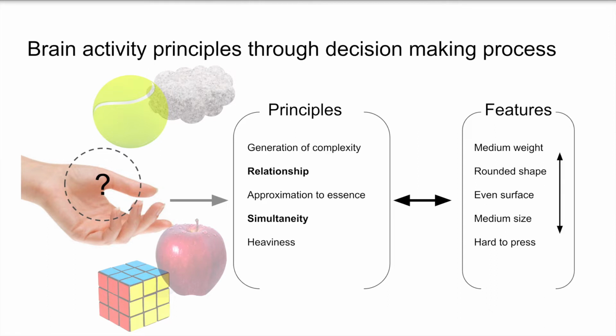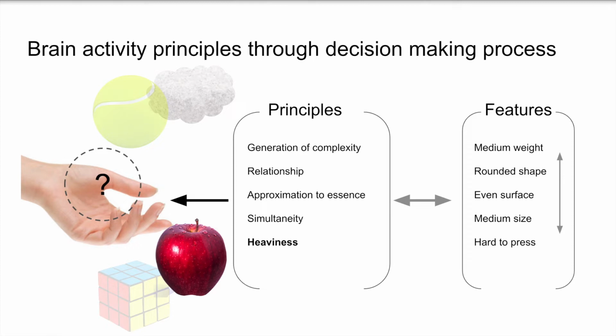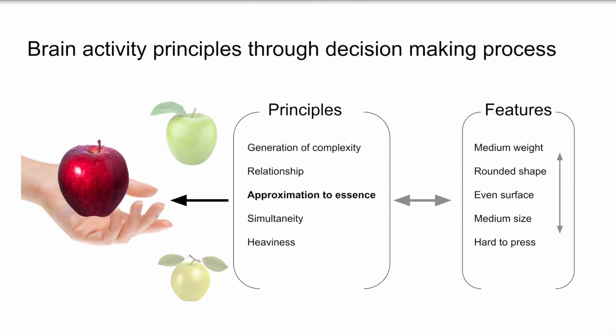Due to simultaneity and relationship principles, these characteristics are perceived at the same time, and different parts of a system form the outcomes and process the theories based on that information to each other. Then, according to the heaviness principle, the theory with the most relevant set of attributes wins. Then we have a kind of decision. We can use the approximation to essence principle and approximate a certain apple to some apple, regardless of the color, smell, and actual taste. So we can just tell that that's an apple.